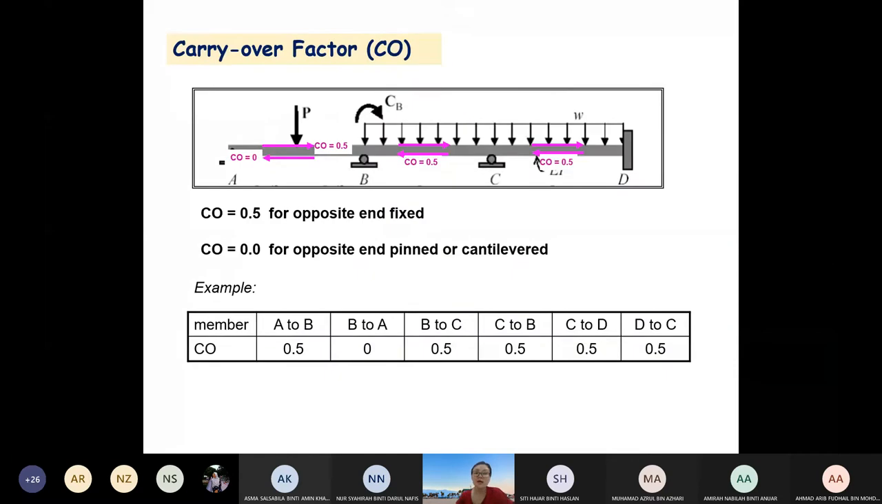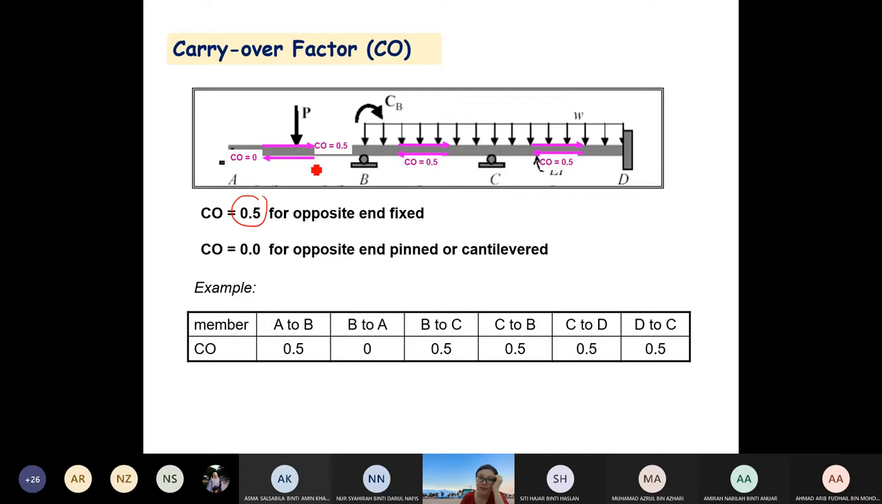Okay. So now next, carry over factor. For carry over factor, there is only one value to remember, which is half. But you need to know, this carry over factor is to carry over the moments or distribute the moment to other joint.